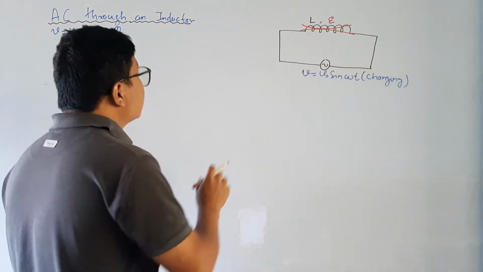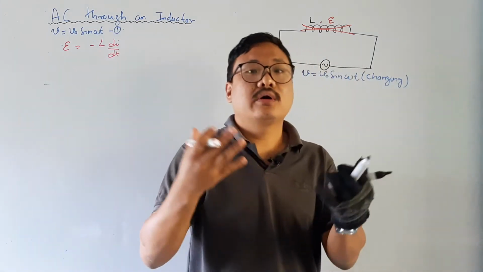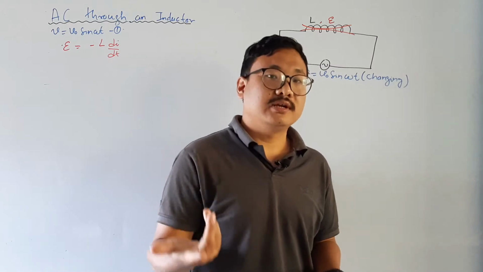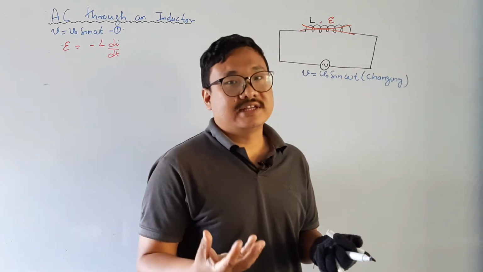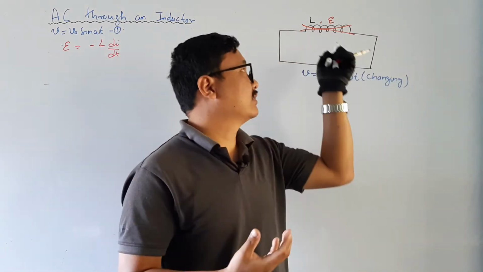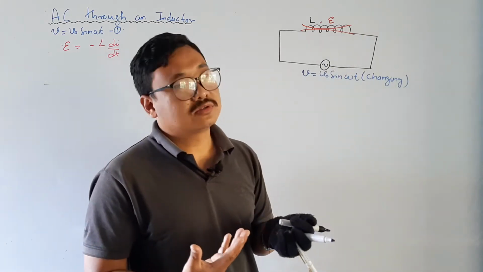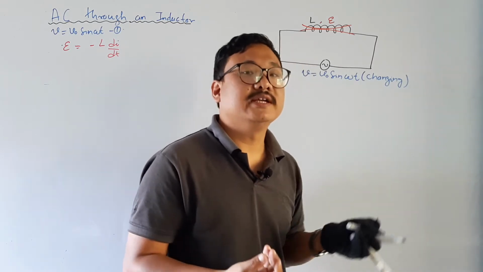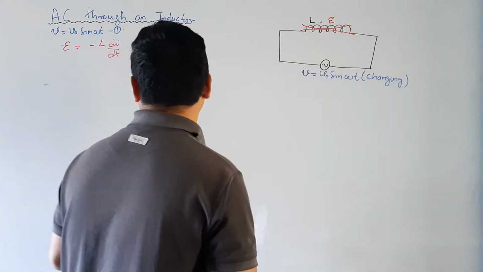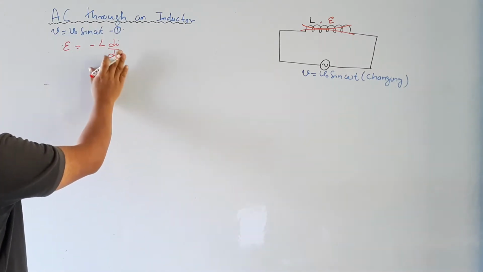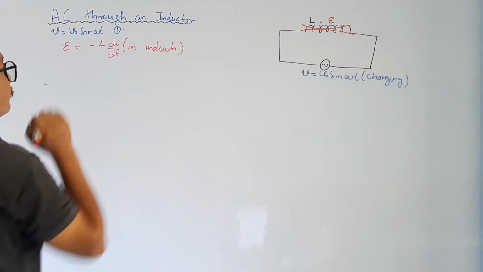So, AC through an inductor. Sometimes this circuit can also be termed as purely inductive. What does purely inductive mean? It means we do not consider any other resistance of the wire or of the coil. We only consider the inductance of this coil. So it is also called a purely inductive circuit. You can also write these small things, which will be very helpful for examination. So this is the induced EMF in the inductor, a very important point.